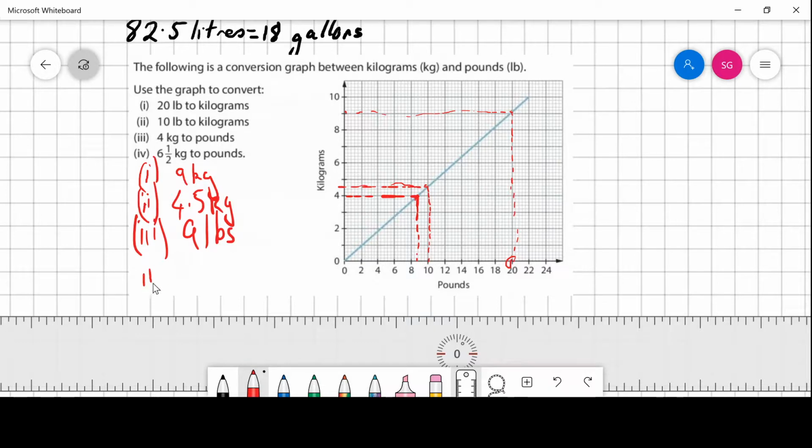And then finally, last question. 6.5 kilograms to pounds. So we're going to start at 6.5. 6.5 kilograms. So somewhere along here. Go across. And then down. And we'll end up getting 14 pounds. So 14 pounds.